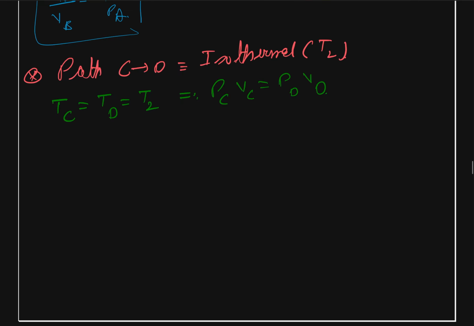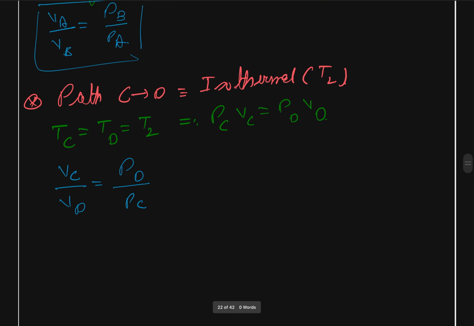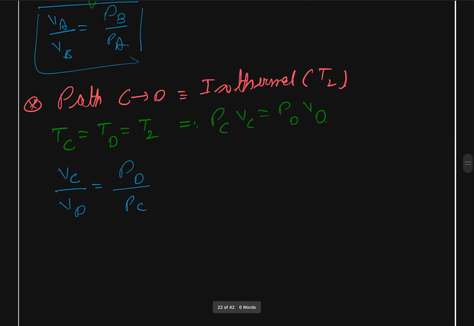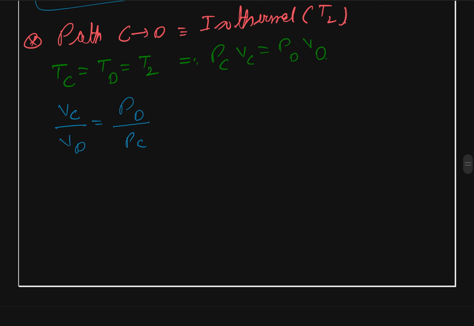And we can find out the ratio. So we can say ratio of V of C upon V of D is equal to P of D and P of C. And we have to find out VA upon VD. Okay, later on we can just manipulate that, it's not a big issue. So this was with respect to our isothermal.